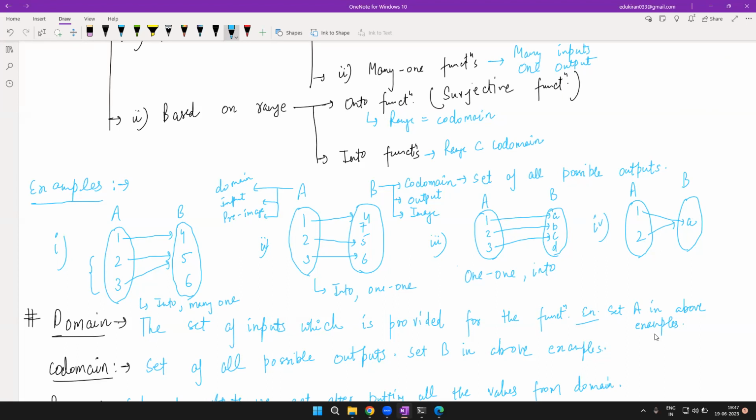Austin, correct. You are correct. And Harif is a little wrong. Check it again. Faiza, good. Correct. Correct, Shahid. Okay. 2 inputs have same output. Many one.